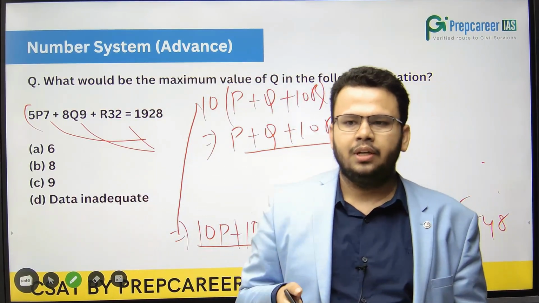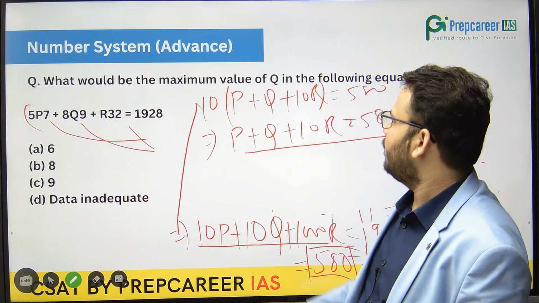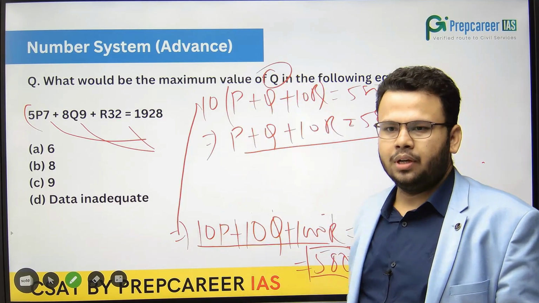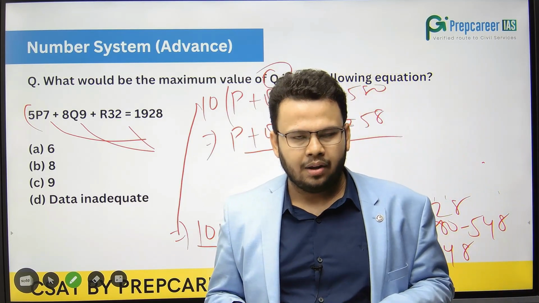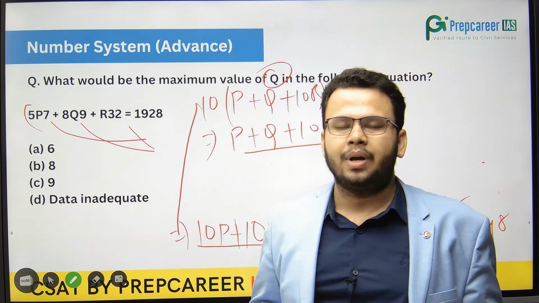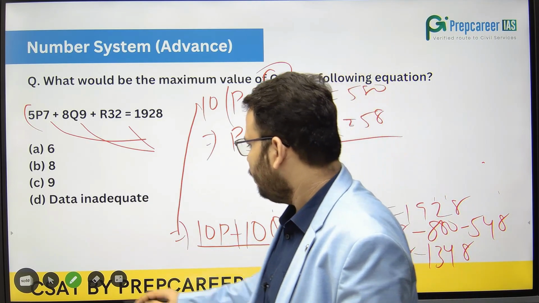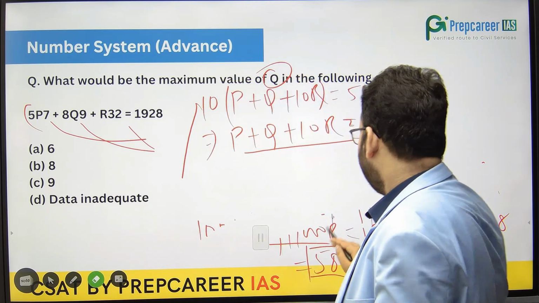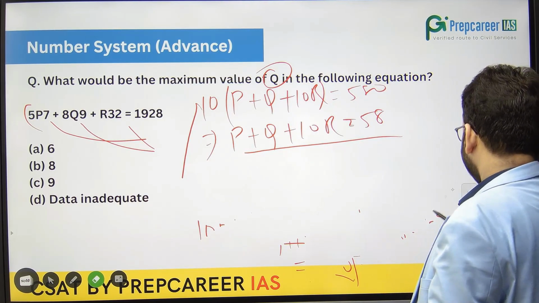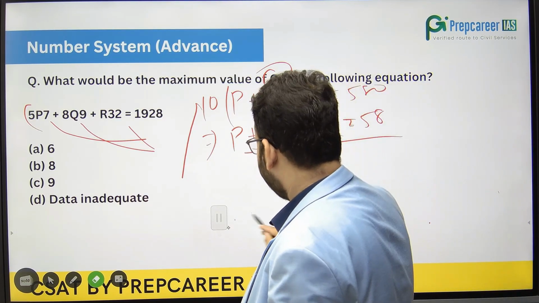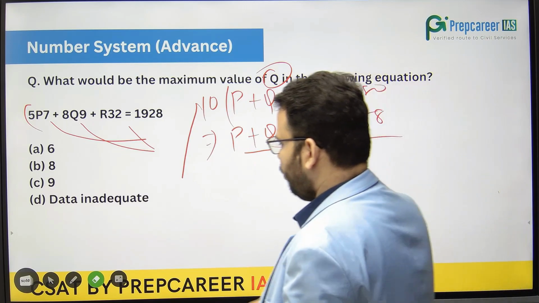In the question, you have been asked to find the maximum value of Q. Now with all sort of trial and error, you have to find out what can be the maximum value of Q. So what can be that value? So let us do some sort of reasoning here. So how we have to do the trial and error?